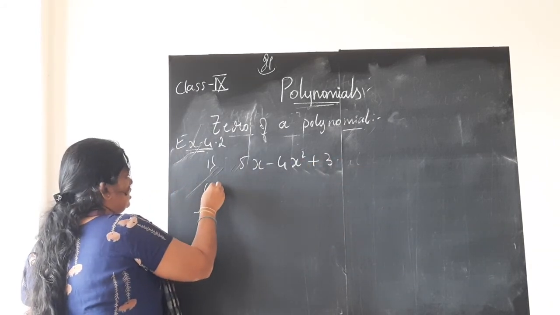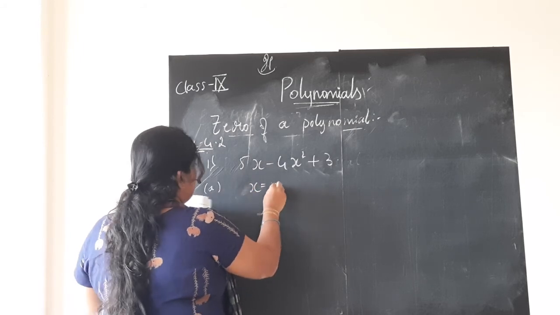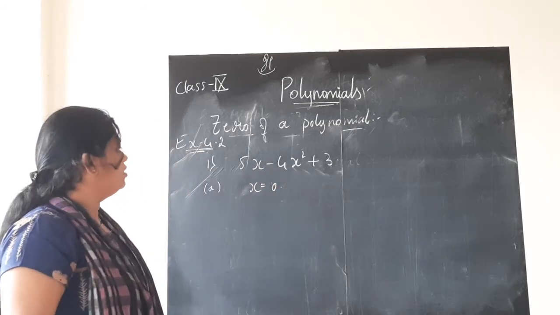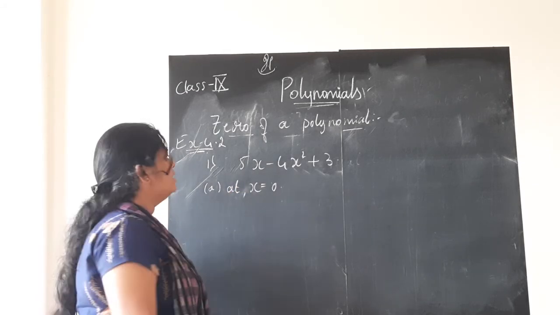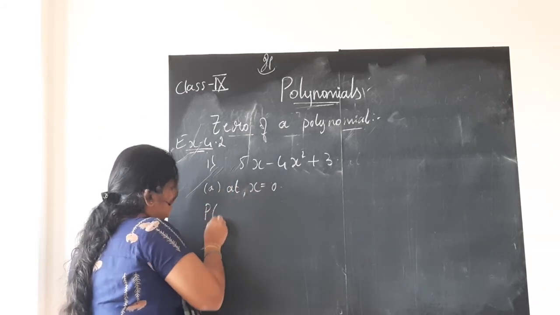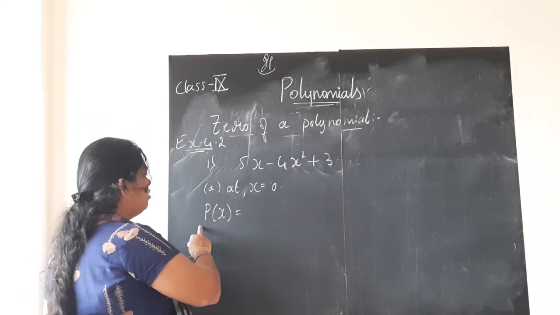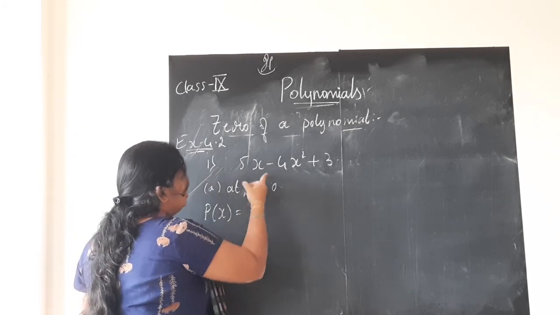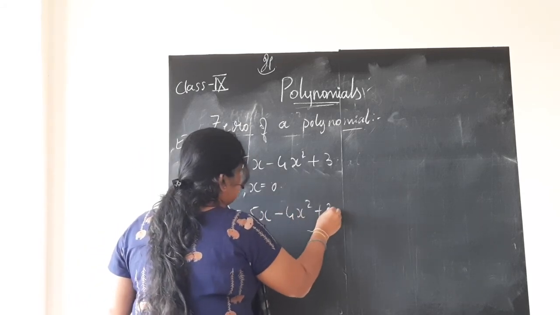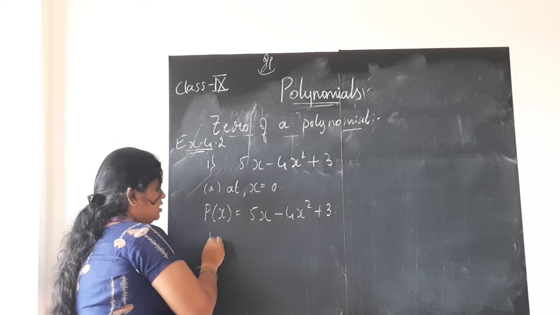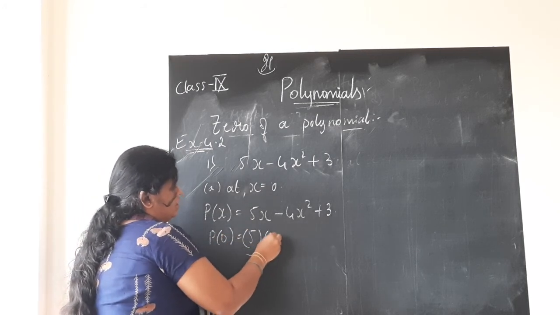So for the first problem, at x is equal to 0. Consider this polynomial. First step is to write the given polynomial in the form of p of x, which is equal to the given expression, 5x minus 4x square plus 3, at x is equal to 0. So p of 0 is 5 into 0.